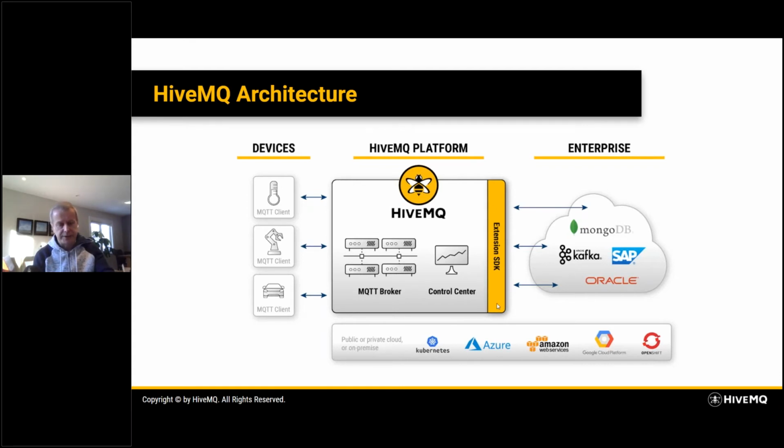HiveMQ also has what we call an extension SDK to provide the ability to integrate very tightly to enterprise systems. We actually sell a Kafka extension. A lot of our customers typically use Kafka on their back end as the event streaming system. So an MQTT message comes into HiveMQ, and HiveMQ can transpose that message into a Kafka message and forward it on to the Kafka cluster, which can then use that to connect to different backend systems.